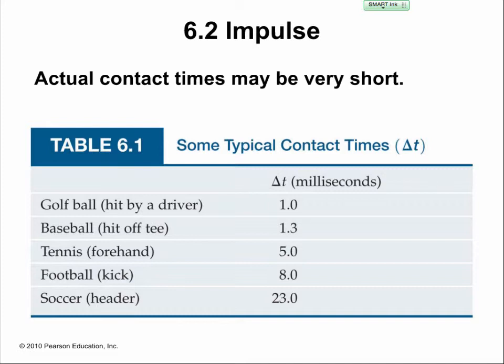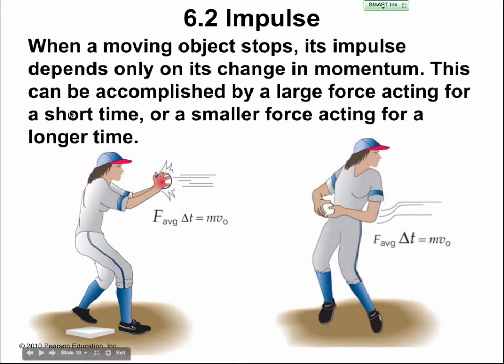A baseball is 1.3 milliseconds. If you hit a tennis ball, because the tennis ball is a little more malleable, it transforms a little bit more, there's more contact time, so that's 5 milliseconds. If you kick a football, because of the way the football is designed, you have longer contact, because those of you that have kicked a football can actually feel the football wrapping around your foot. So that's going to be 8 milliseconds. And then in soccer, if you do a header, it's 23 milliseconds. Okay? Does that make sense?